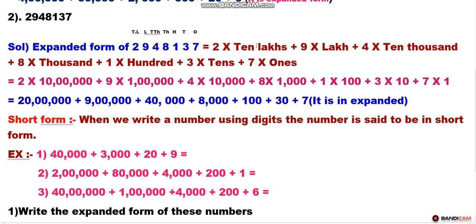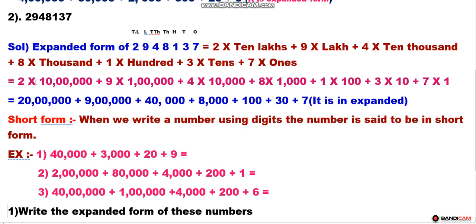2 into 10 lakh plus 9 into next place lakh plus next place 10,000, 4 into 10,000 plus next 8 into 1,000 plus next 1 into 100 plus next place tens, 3 into 10 plus 7 into ones. Here words are there: 10 lakhs, lakh, 10,000, 1,000, 100, tens, ones. You should write into number of that.